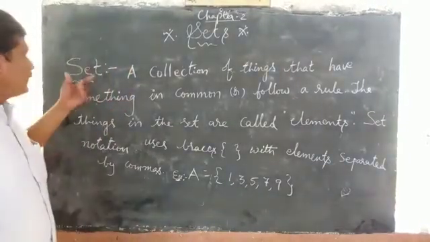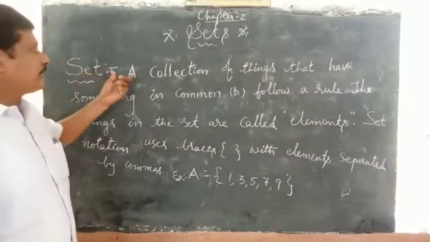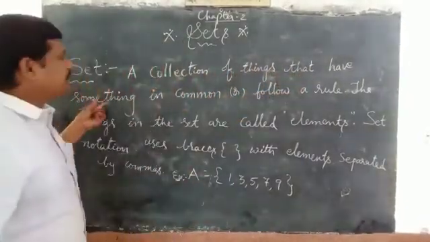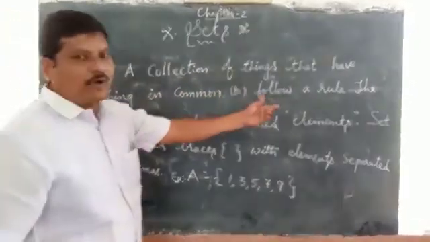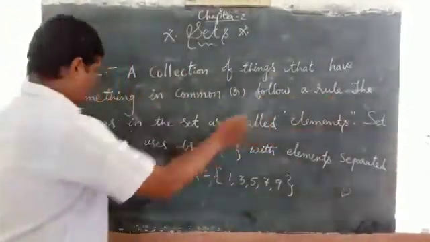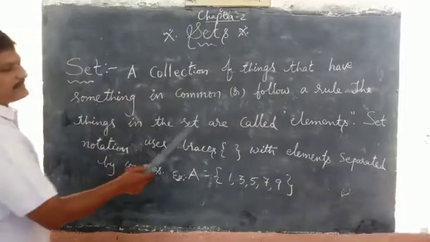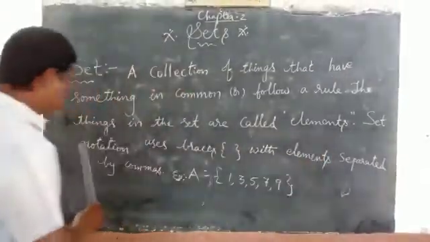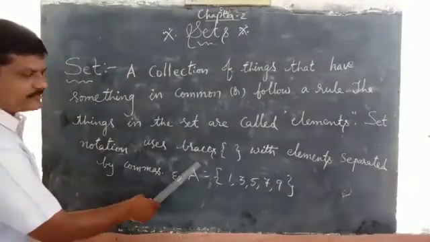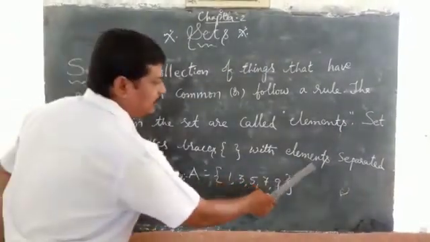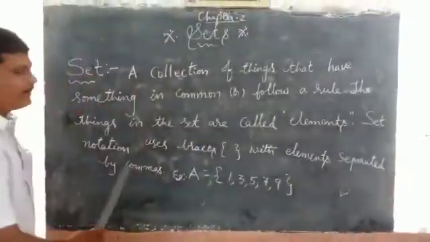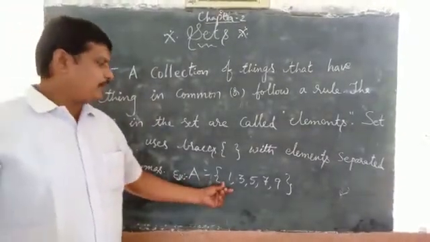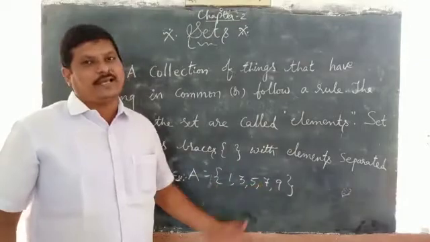Once again, the definition of a set: a collection of things that have something in common or follow a rule. The things in the set are called elements. Set notation uses braces with elements separated by commas. Example, A equals set of 1, 3, 5, 7, 9.